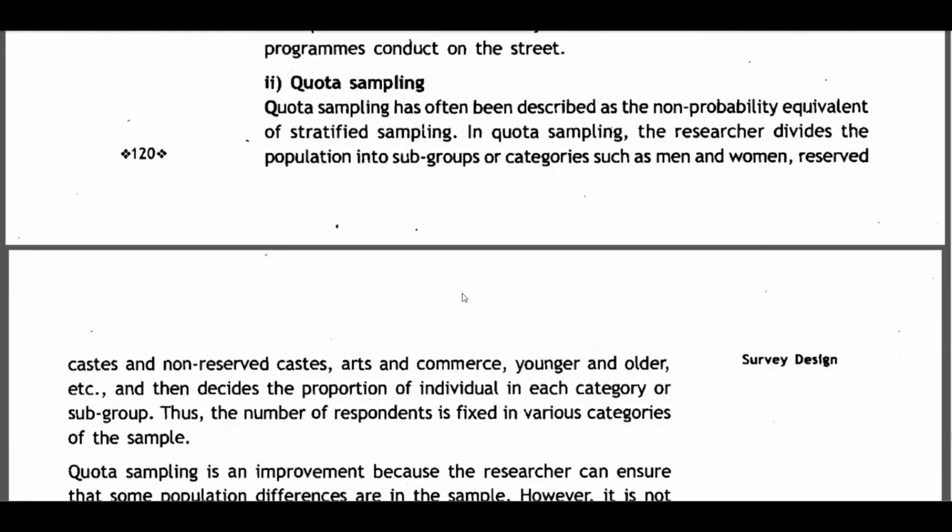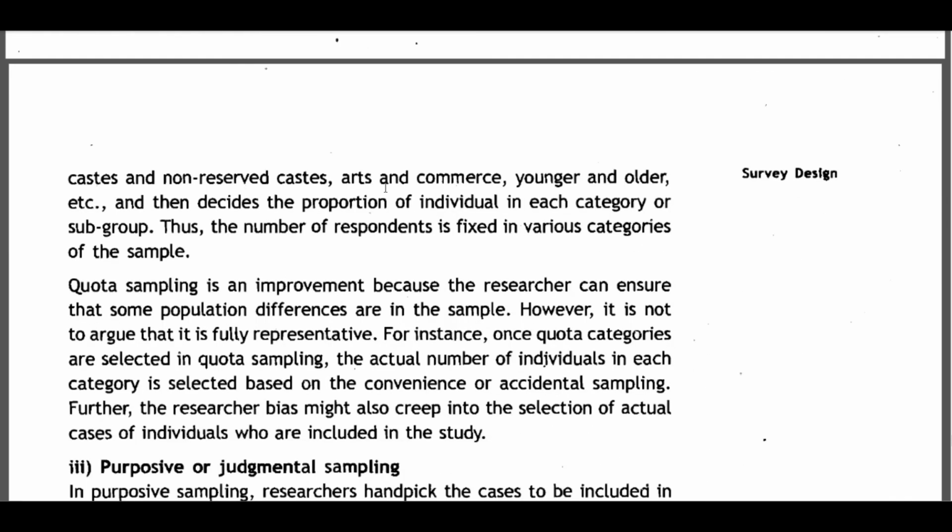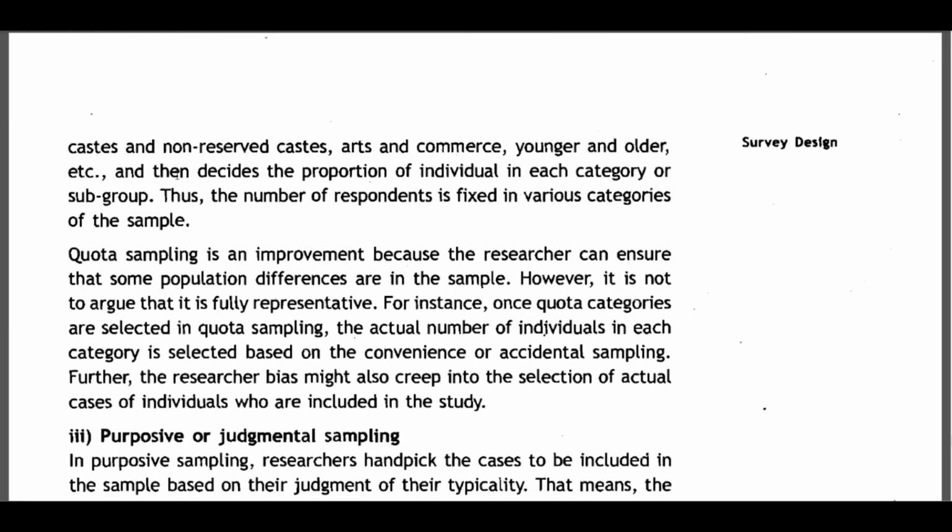2. Quota sampling. Quota sampling has often been described as the non-probability equivalent of stratified sampling. In a quota sample, the researcher divides the population into subgroups or categories such as men and women, reserved caste and non-reserved caste, arts and commerce, younger and older, etc., and then decides the proportion of individuals in each category or subgroup. Thus, the number of respondents is fixed in various categories of the sample. Quota sampling is an improvement because the researcher can ensure that some population differences are reflected in the sample. However, it is not to argue that it is fully representative.